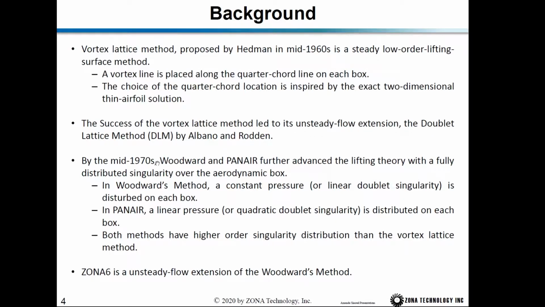Meanwhile, in the middle of the 1970s, Woodward and Pennell further advanced the lifting theory with a fully distributed singularity over the aerodynamic box. In Woodward's method, a constant pressure or linear doublet distribution is distributed on each box. In Pennell's, a linear pressure or quadratic doublet singularity is distributed on each box. Both methods have higher order singularity distributions than the vortex lattice method. And Zona 6 is an unsteady flow extension of the Woodward method.